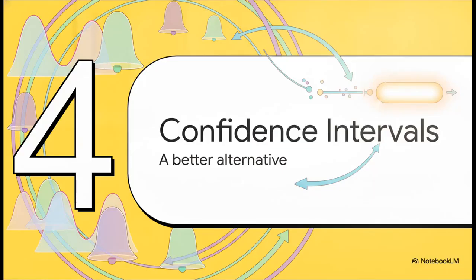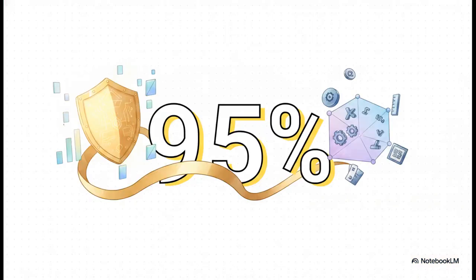This brings us to Section 4, the confidence interval alternative. Since standard error is so easily misinterpreted, we really need a better tool for this explainer, something that intuitively communicates uncertainty. Enter the 95% confidence interval. This is pretty much the gold standard. It translates all that abstract math into a highly practical range.